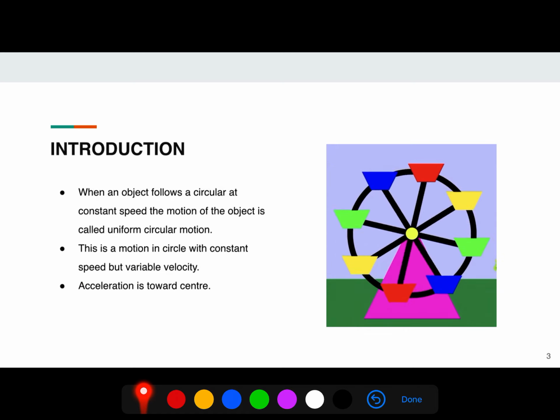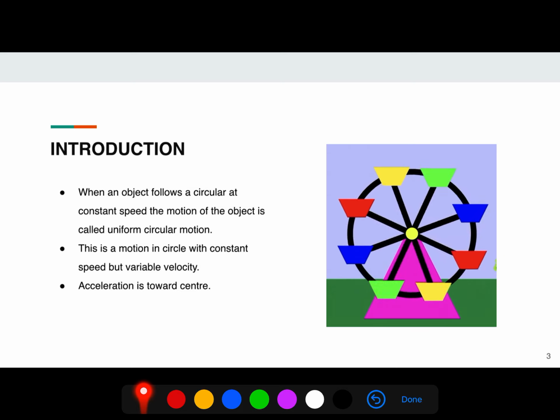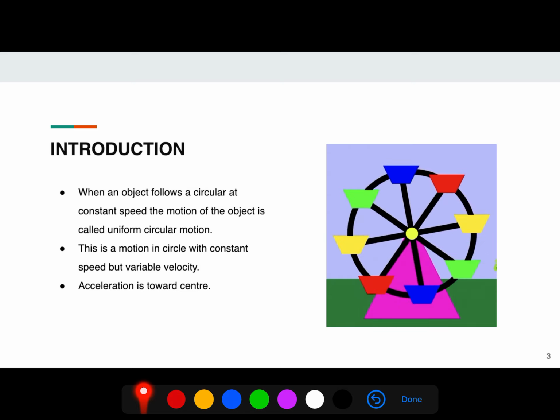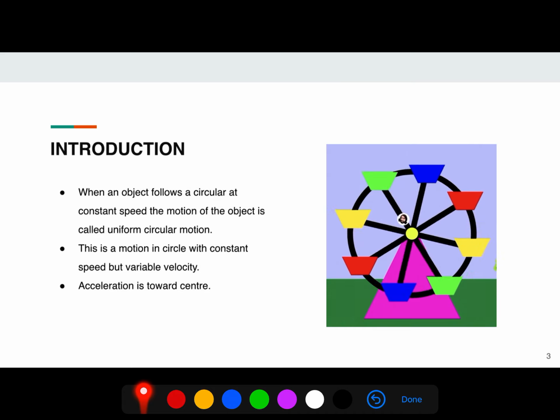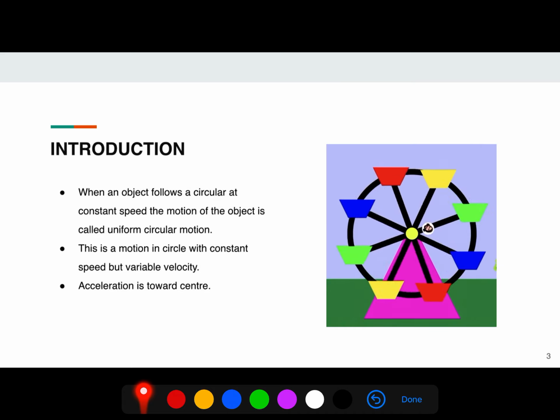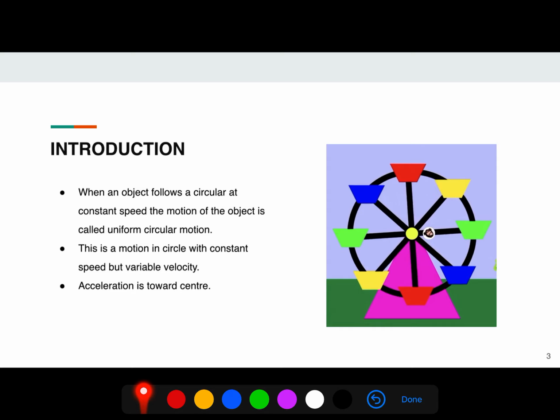When an object follows a circular path at constant speed, the motion of the object is called uniform circular motion. This is a motion in a circle with constant speed but variable velocity, and acceleration is towards the center.